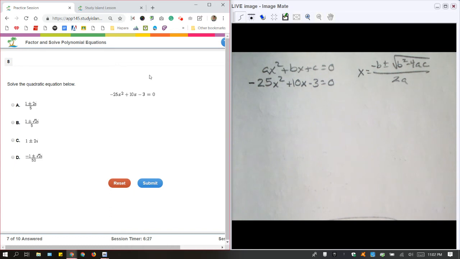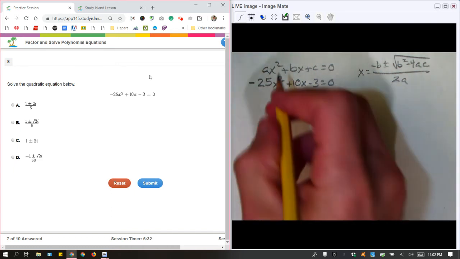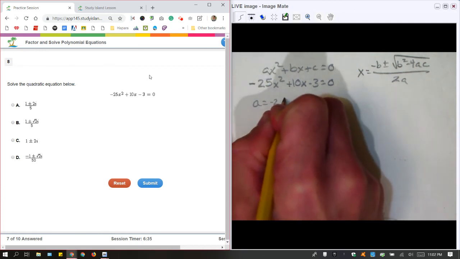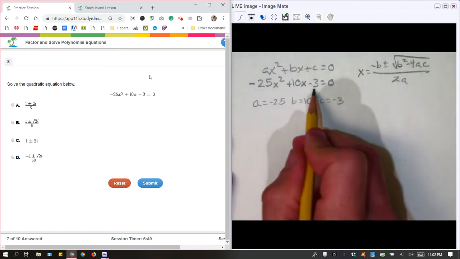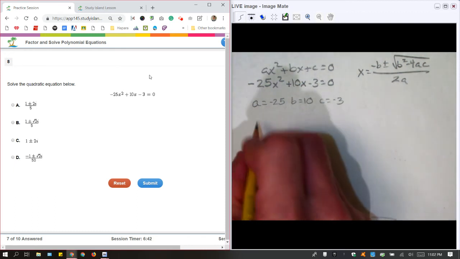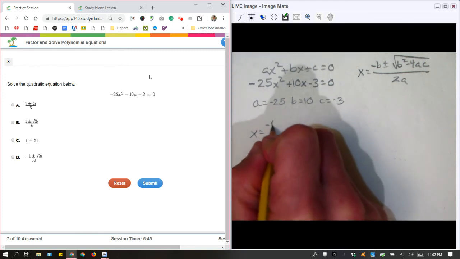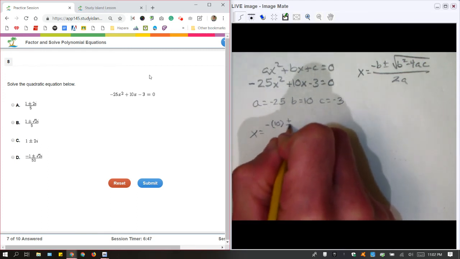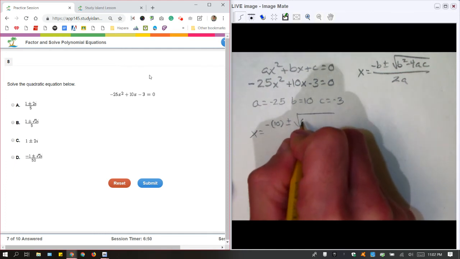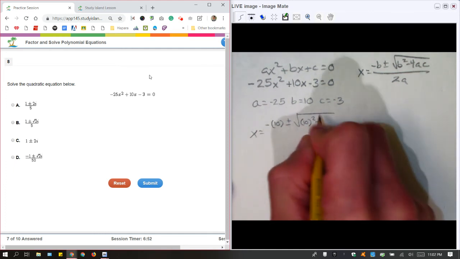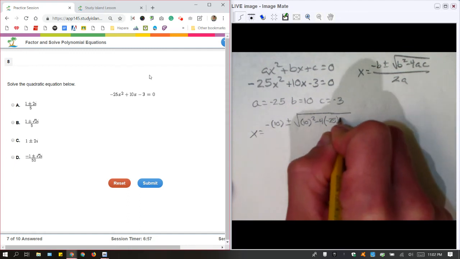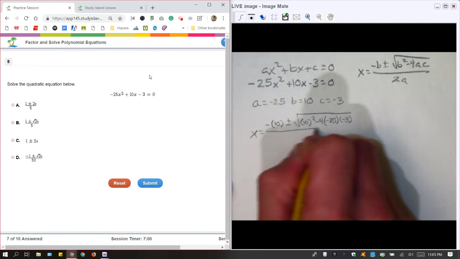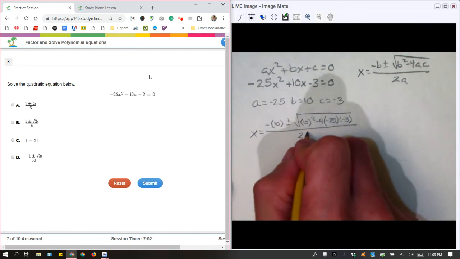So let's go ahead and figure that out. Our a, in this case, is negative. It's -25. So a is -25. b is 10. And c is -3, because we are subtracting 3 right there. So here we go. x is equal to -b, which is -10, plus or minus the square root of b squared, which is 10 squared, minus 4 times -25 times negative 3, divided by 2 times a, which is negative 25.